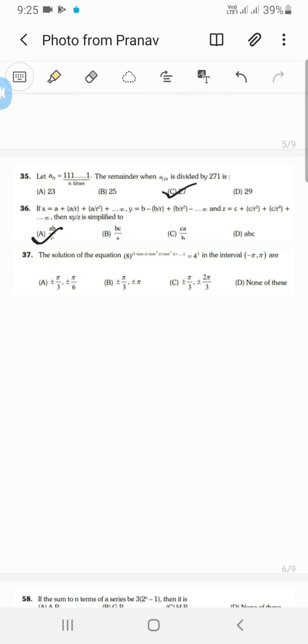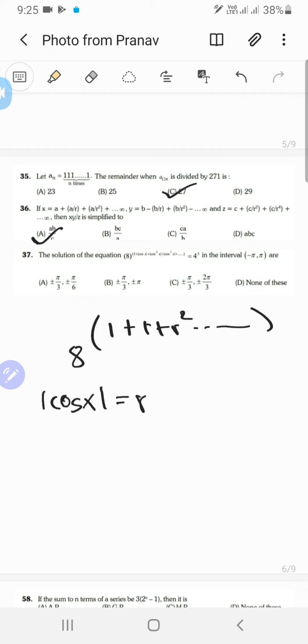So we can just bring that power out of the modulus, and still it will make no changes in the quantity. So that will be a good move. In that way we get 8 times 1 plus, say modulus of cos x is equal to r. So you get r plus r squared all the way till infinite terms is equal to 4 cubed. And from this very fact, r is going to be less than or equal to 1. But this cannot be equal to 1 because we are looking for solutions in this interval.